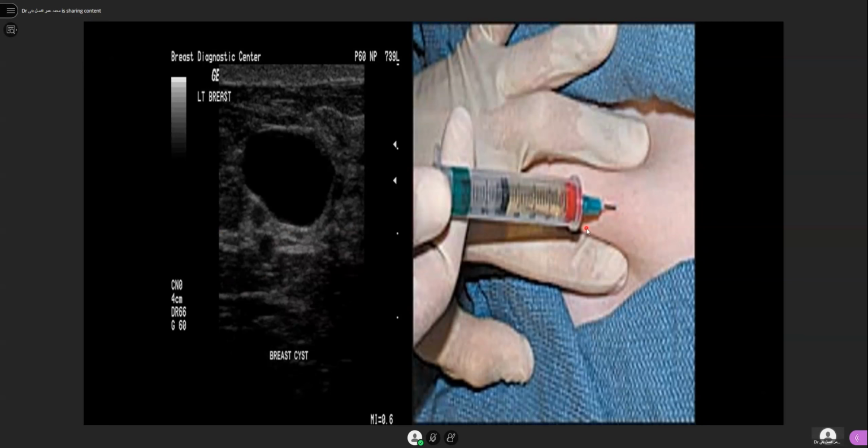With the help of the ultrasound we can easily confirm this. We can put a syringe and aspirate the cyst and confirm our diagnosis, and we can even send it for cytology also.